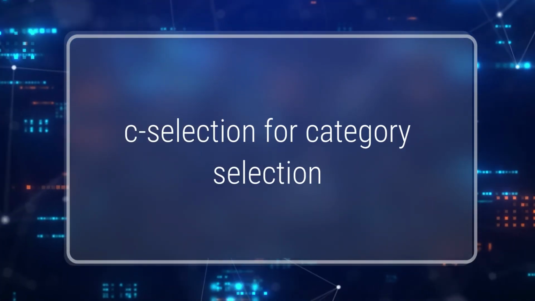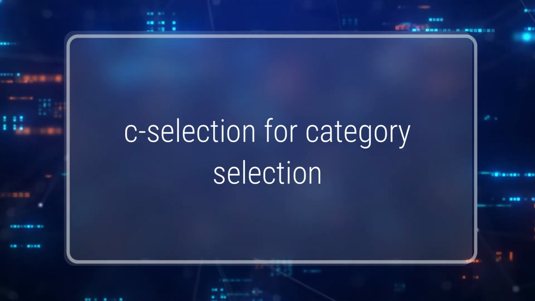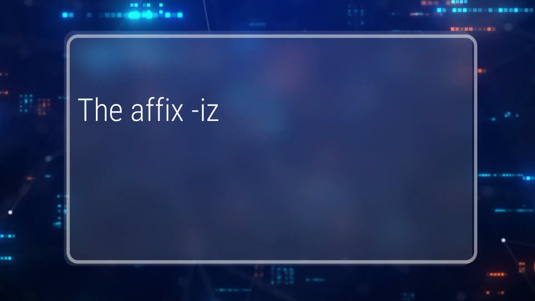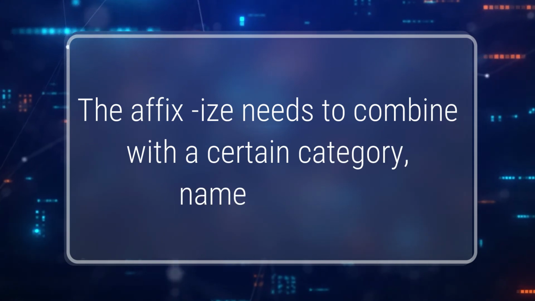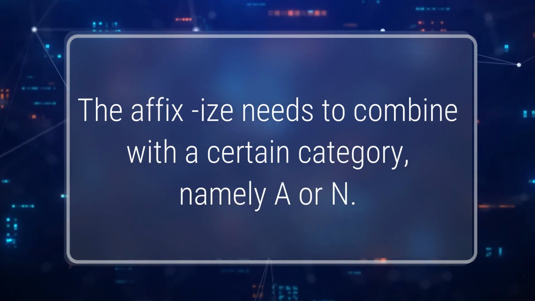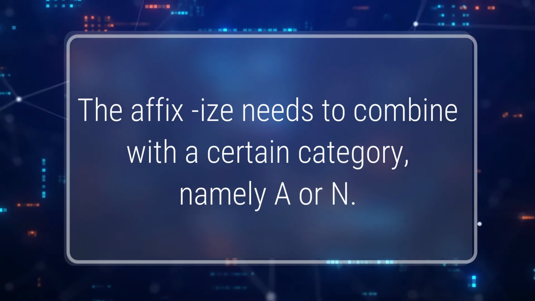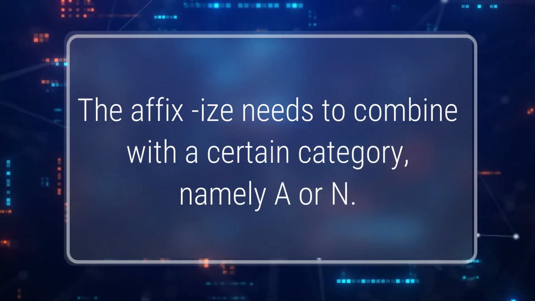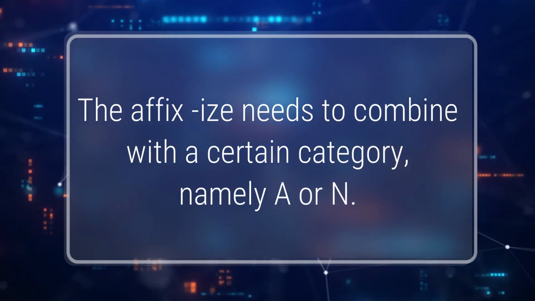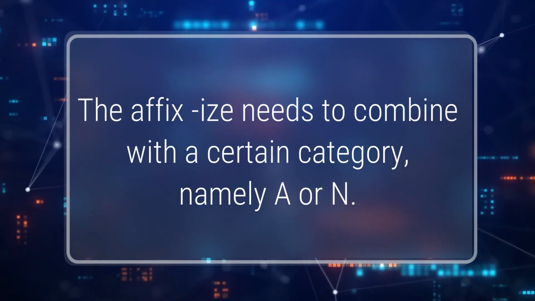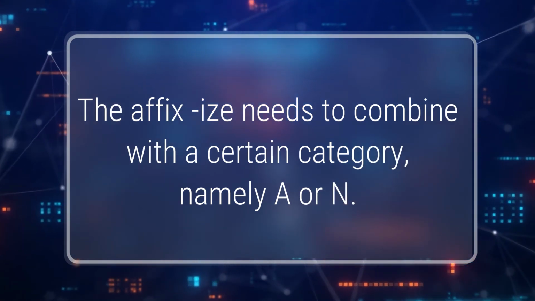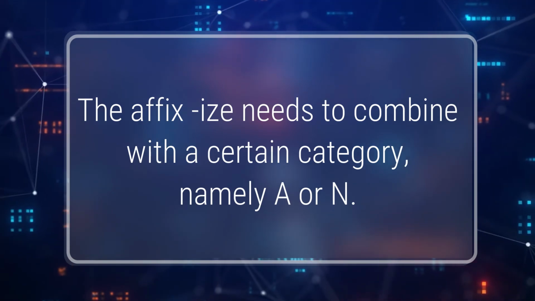This property is called c-selection, for category selection. The affix -ize needs to combine with a certain category, namely adjective or noun. This is actually the property that we used earlier with the past tense or the progressive suffix to determine membership to the category verb. They c-select verb. There may be other kinds of selection too, as we will see in the next chapters.